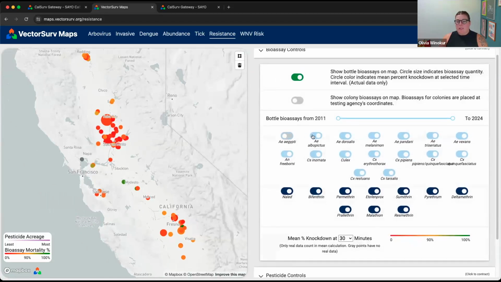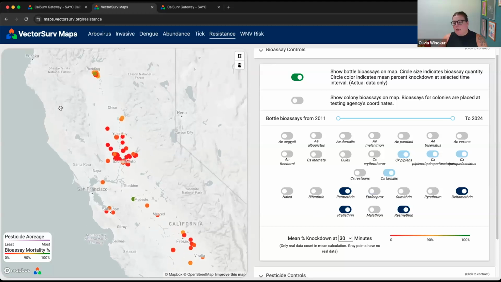So if I'm just interested in what's happening in specific species, in pipiens complex and Tarsalis, and I'm only interested in what is happening with deltamethrin, for example. I don't know why you would just look at that, but you can turn on and off certain active ingredients and species to see what resistance profiles are looking like where tests have been done.